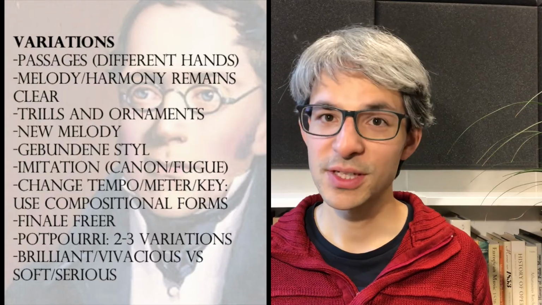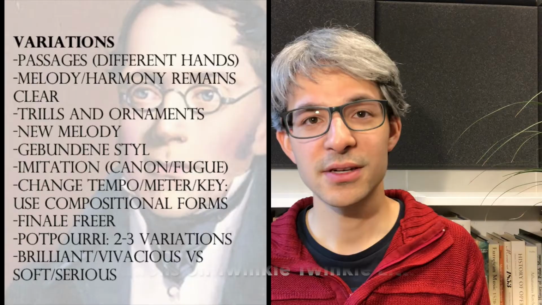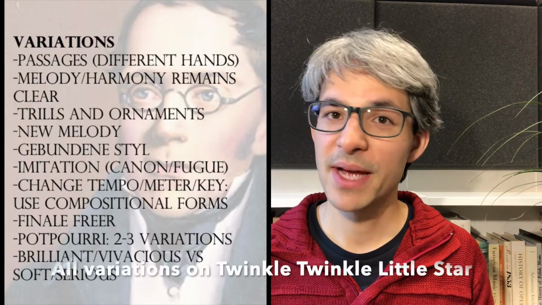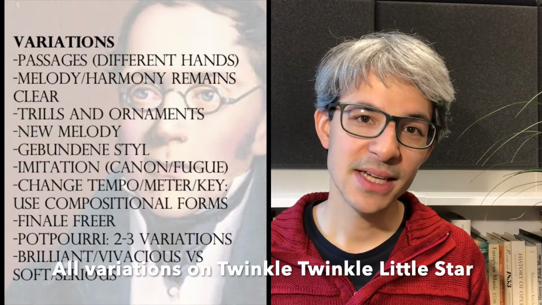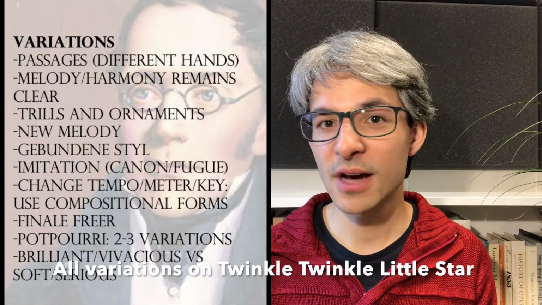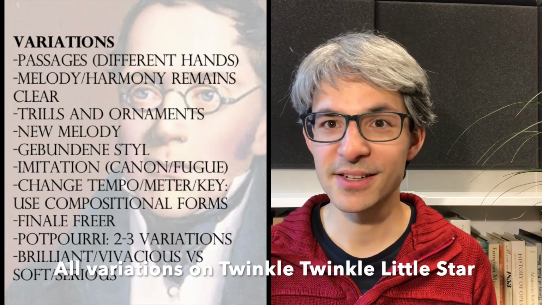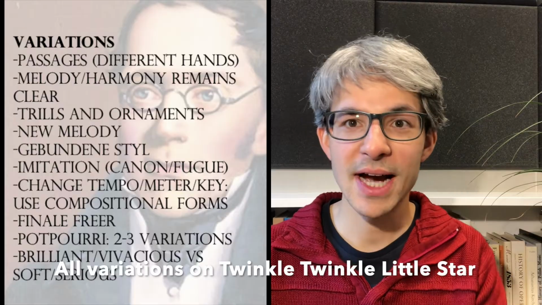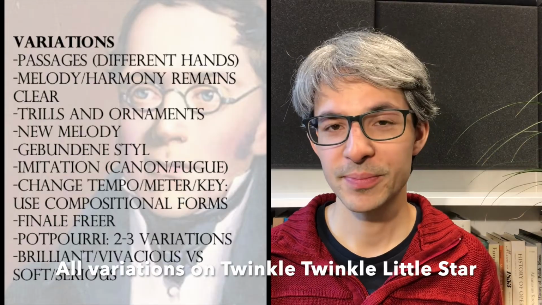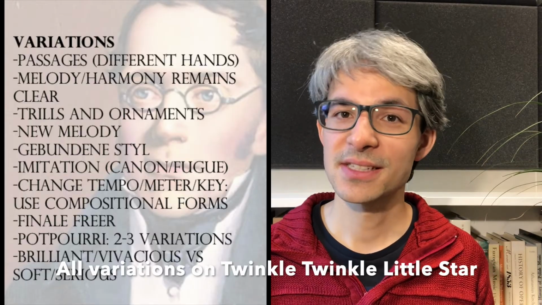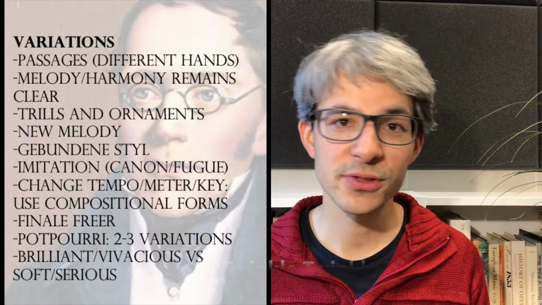You could add all kinds of trills and ornaments, cantabile variations, either on the bass, or you could actually make a new melody. Then he mentions the gebundene Stil. The melody remains clear, but in other voices the harmony is enriched a lot, especially in a sort of slow movement with a lot of chromatic notes, kind of like sliding around the melody. Imitation, like a canon or a fugue. Changing the tempo, meter, key, and thereby creating an adagio or a polonaise, a waltz or a rondo.